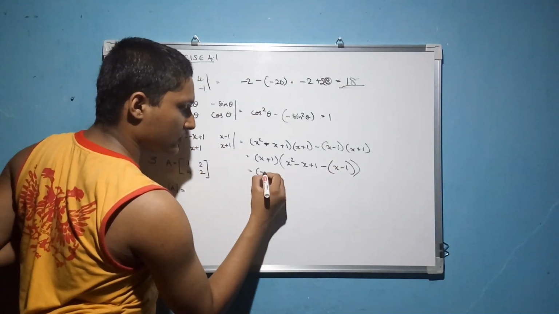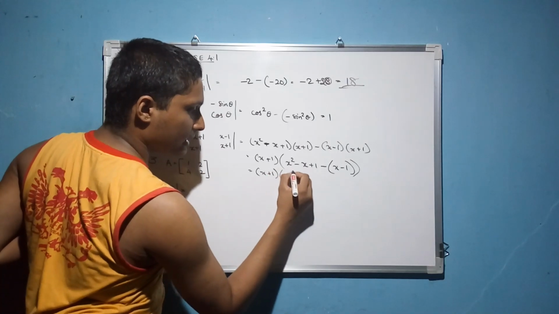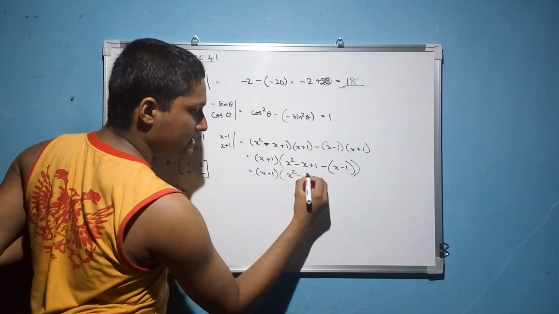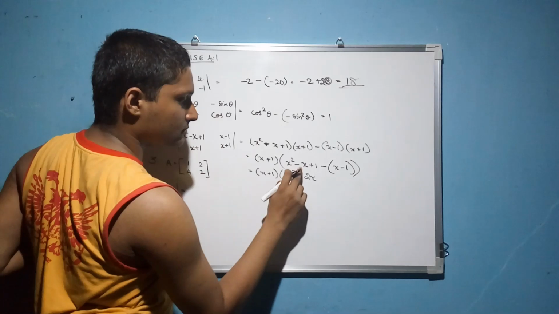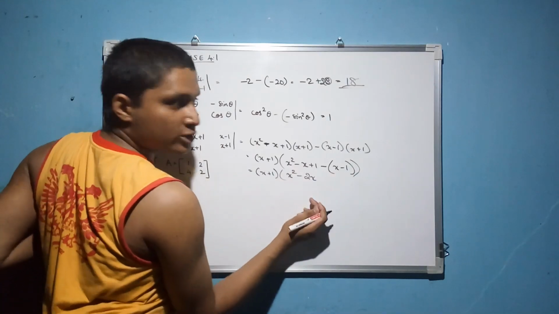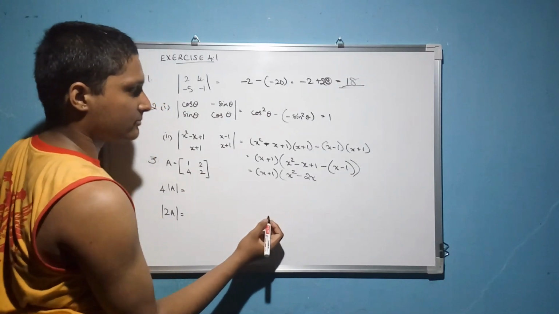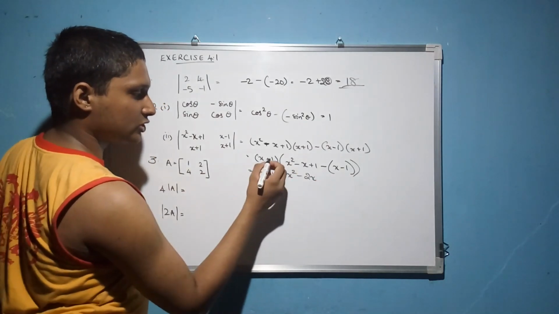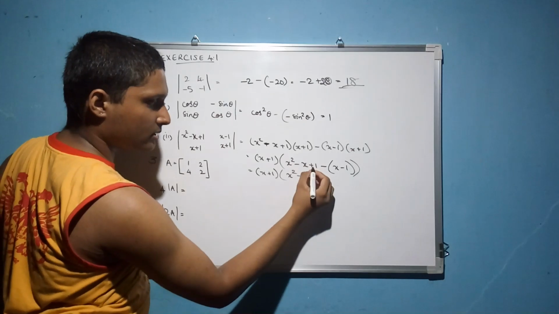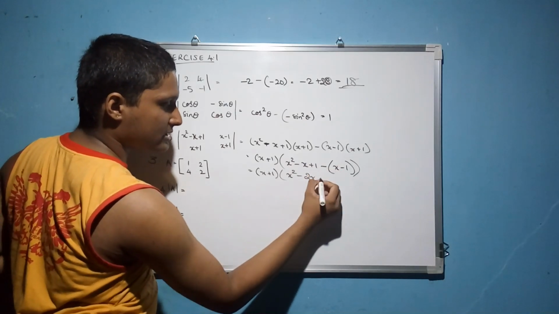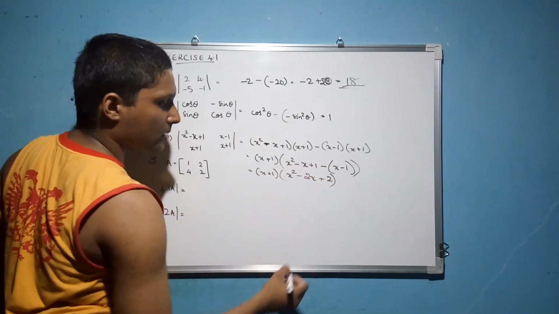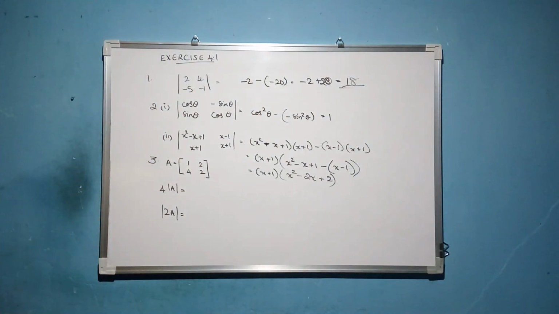Therefore it is going to be x plus 1 into x squared minus 2x. Minus x and minus x, so it's going to be minus 2x over there, right? Then you have plus 1, minus of minus 1 is again plus 1, so it is going to be plus 2 over there. So the remaining part is just to evaluate, or just go on multiplying that with the thing.